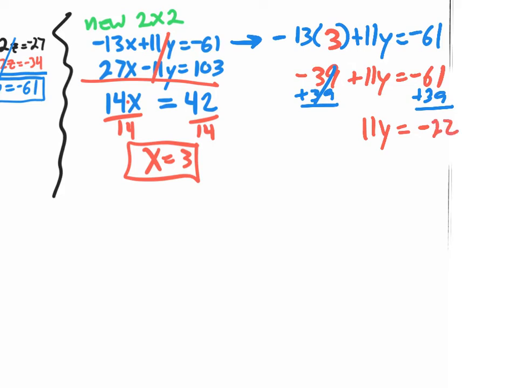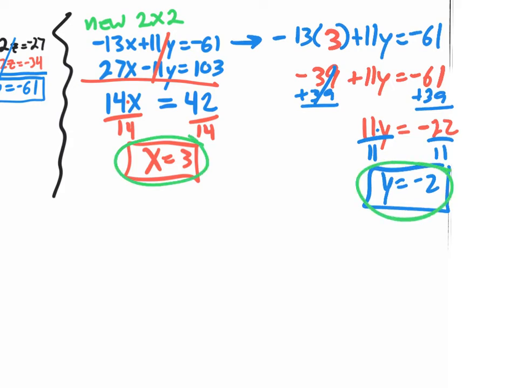Thank God, it works out nicely. Divide by 11. Divide by 11. y equals -2. So we have 2 answers so far. We have x equals 3, y equals -2. And again, we got these 2 answers from solving our new 2x2 system. Okay, so create your new 2x2 system and solve it, giving you 2 answers.